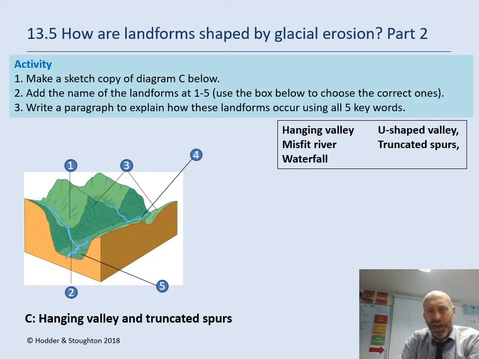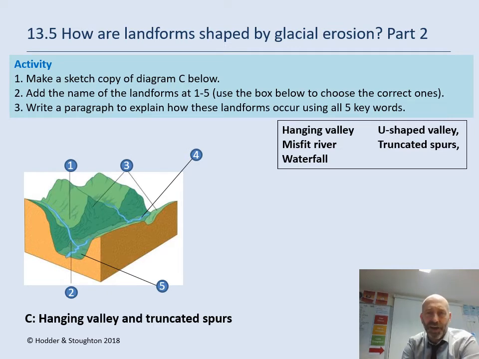So what I'd like you to do now is, using your sketch skills, see the diagram on the left there. I want you to create an accurate and tidy sketch of that. And then try and label those 5 landforms that we've talked about so far. So you can see they're all numbered, and in the box just above my head, you can see you've got 5 features: hanging valley, U-shaped valley, misfit river, truncated spurs, and waterfall. So try and accurately annotate your sketch with those in the correct place.